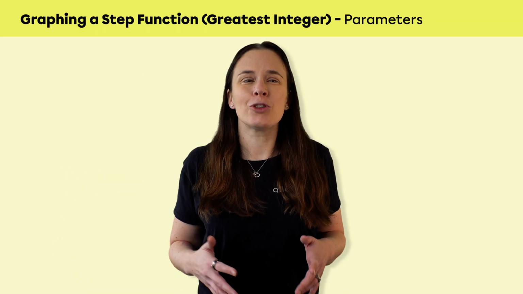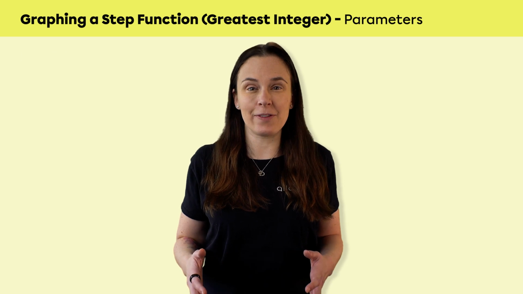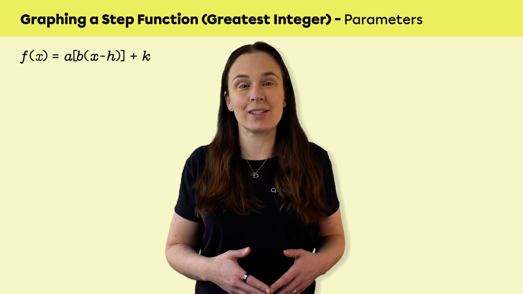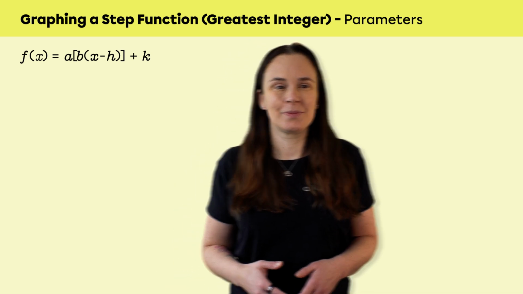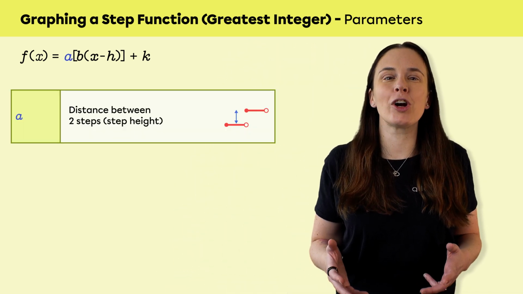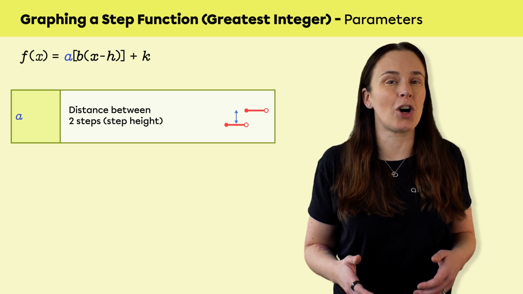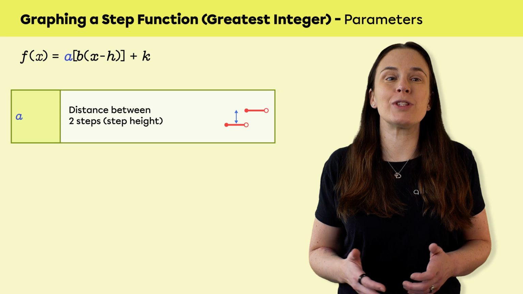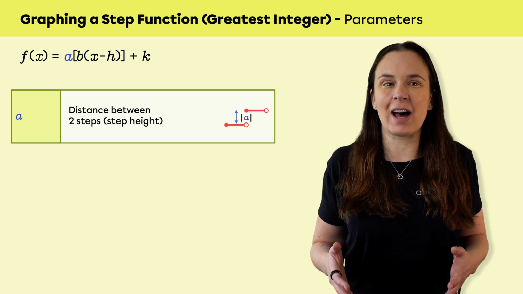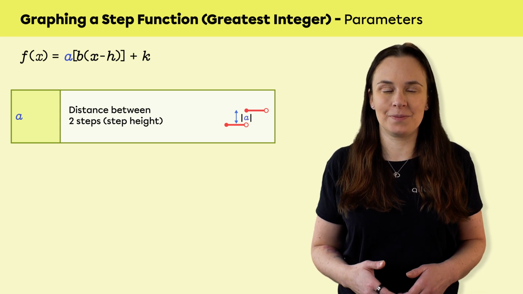Generally speaking, the rule of a greatest integer function is f of x equals a times greatest integer of b times x minus h in brackets plus k. Parameter a is the vertical distance between two steps and is called the step height. Since distances are always positive, we refer to the absolute value of a, meaning its value regardless of its sign.